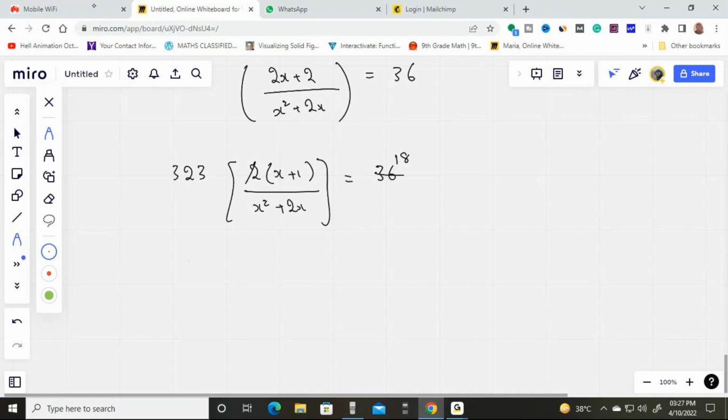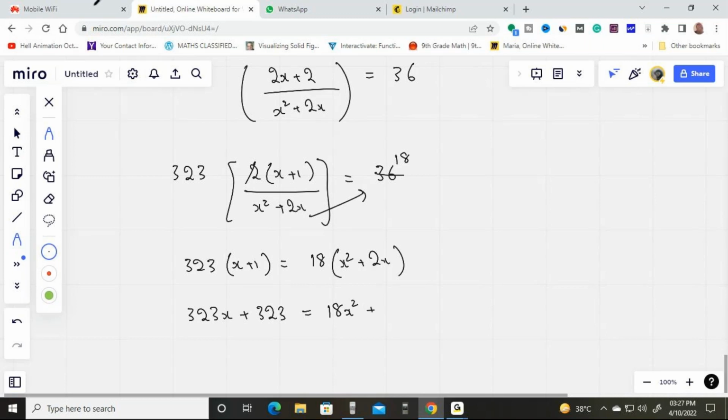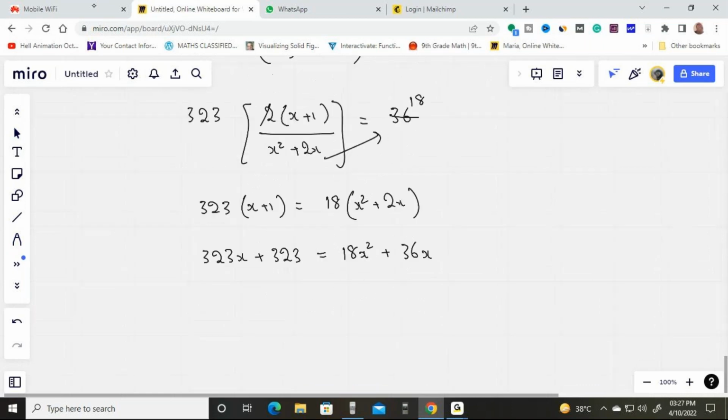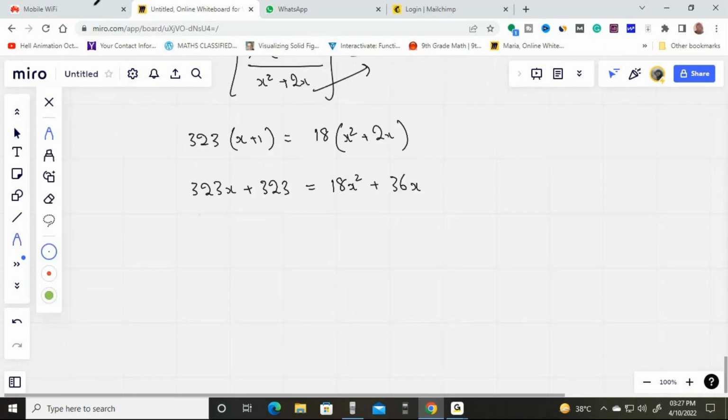Now you can write your terms like this, and you can shift this denominator here. It becomes 18 times x squared plus 2x. Got it? So now just try to get your simplified format. 323x plus 323 equals 18x squared plus 36x. Now x squared coefficient is already positive, so prefer to shift your left hand side towards right side.